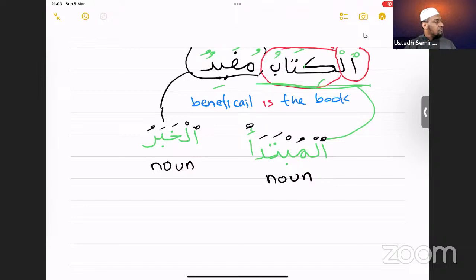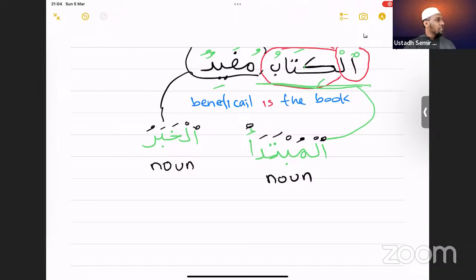Question. You said jumla ismiya has to start with a definite noun. Is this always the case? Because, for example, in English it'd be common to say a book is beneficial. That you might say in a sentence. Yeah, you can say that in Arabic as well. A book, by just saying kitab. But does it not really make sense? No, not really common. No.